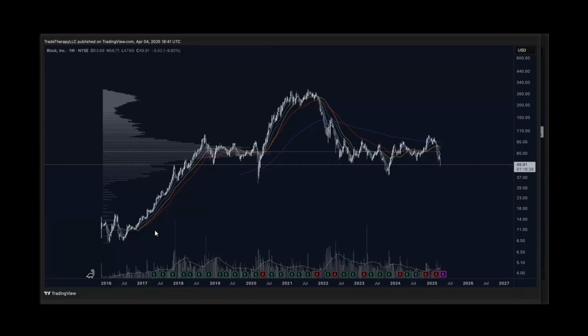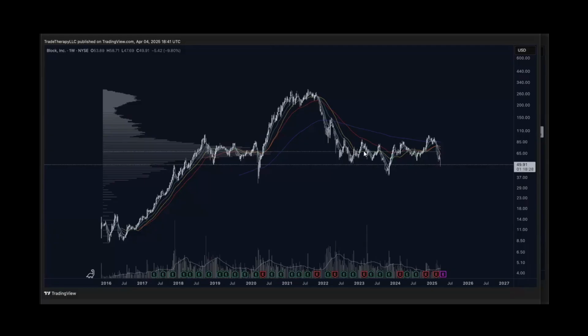We are looking at Block, XYZ. Block was part of our top-down analysis on PayPal for our Clarity Spotlight last week. It's the first time we've looked at Block since April. It was working its way through this classic accumulation structure.